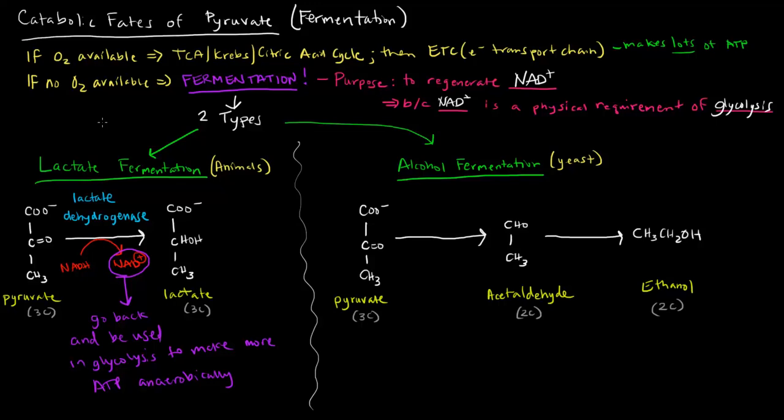So basically, if you continually have glycolysis running, you'll take all of your NAD+ and turn them into NADHs. So you can't have glycolysis keep going if you don't have NAD+. NAD+ is a physical requirement of glycolysis. So what happens with fermentation is it takes those NADHs that you made in glycolysis and reoxidizes them back into NAD+, so that you can keep going through glycolysis. So the purpose of fermentation is to regenerate the NAD+. That way glycolysis can keep going and keep giving you energy anaerobically.